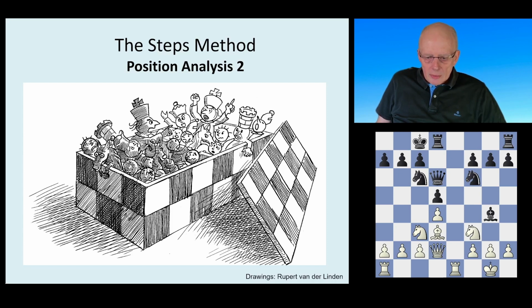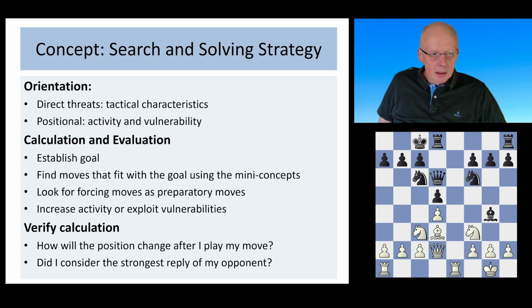So the framework for analysis in the Steps Method is first we do an orientation of direct threats and positional elements, then we calculate and evaluate and establish the goal, what we want to achieve, and find moves that fit with the goal, using the mini concepts of the Steps Method. That can be attacking the king, gain access, bring attackers, eliminate defenders, find a mating pattern and execute the mate.